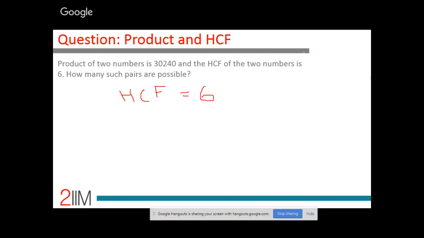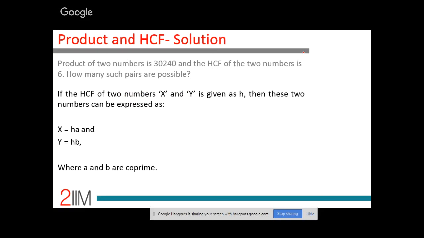Product of two numbers is 30240. HCF is 6. So 6A and 6B. Now I'm going to go to discussing this. The HCF of two numbers X and Y is given as H. Then the two numbers can be written as HA and HB.